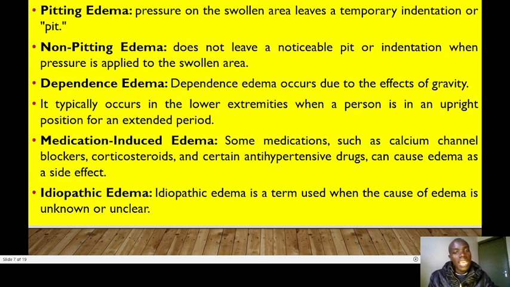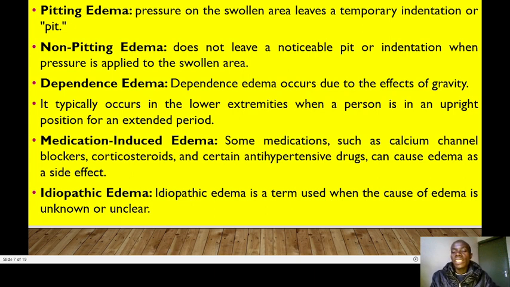Dependency edema occurs due to the effects of gravity. You find that it typically affects the lower extremities. That is when a person has been in an upright position for an extended period. It could be sitting or standing.